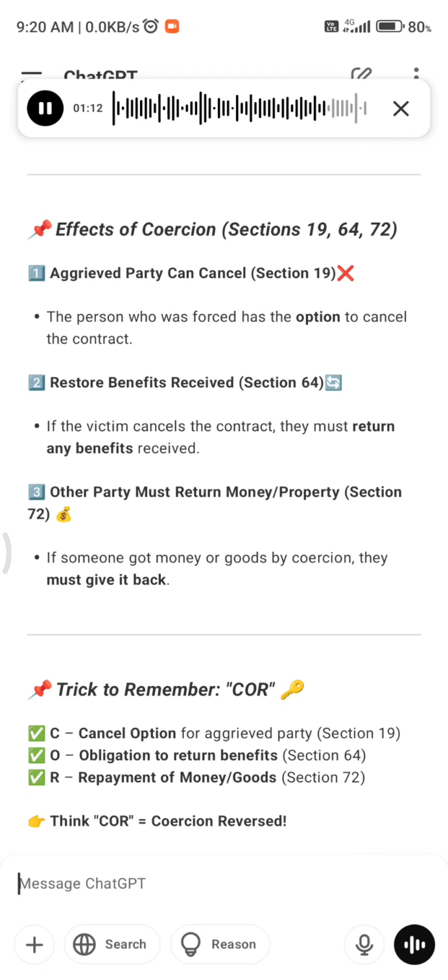Trick to remember: CORE. Cancel option for aggrieved party, Section 19. Obligation to return benefits, Section 64. Repayment of money and goods. Equals coercion reversed.